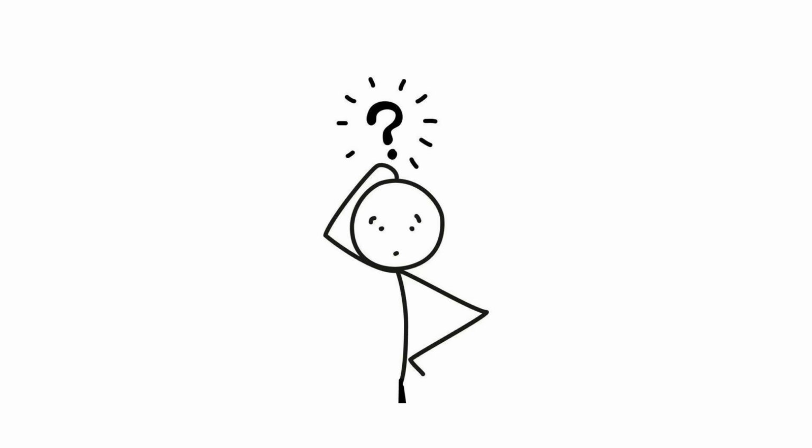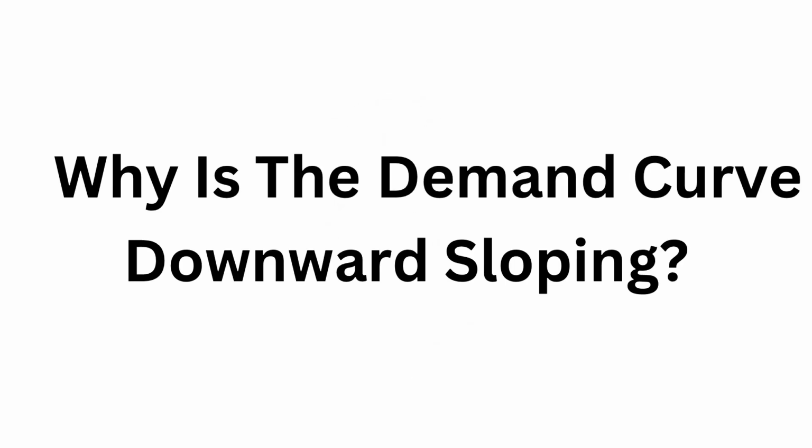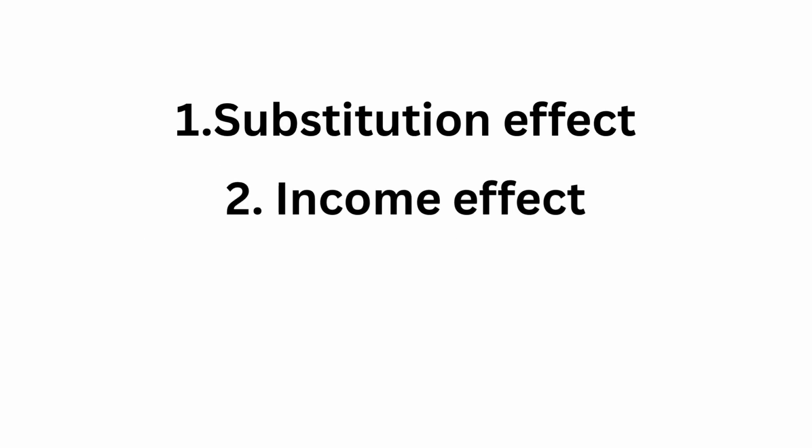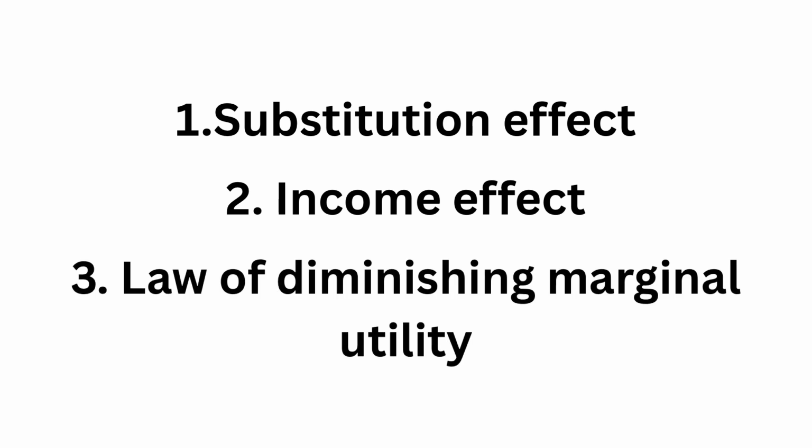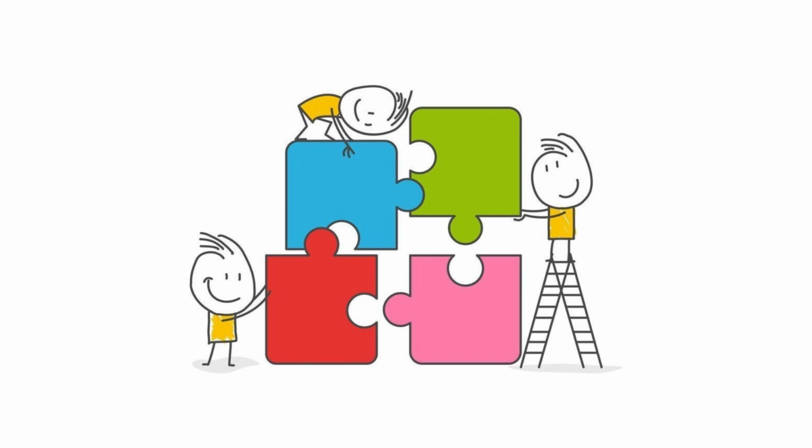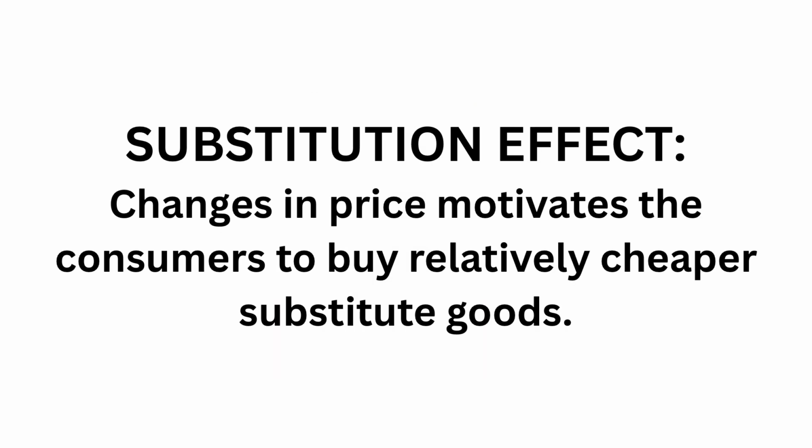We all could be asking ourselves the same question. Why is the demand curve downward sloping? Well, it's because of these 3 reasons: the substitution effect, the income effect, and the law of diminishing marginal utility. Let's break it down. Firstly, we have the substitution effect. It states that changes in price motivate the consumers to buy relatively cheaper substitute goods.